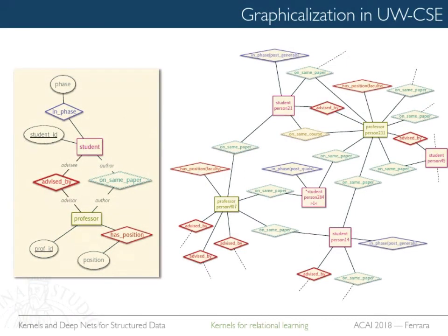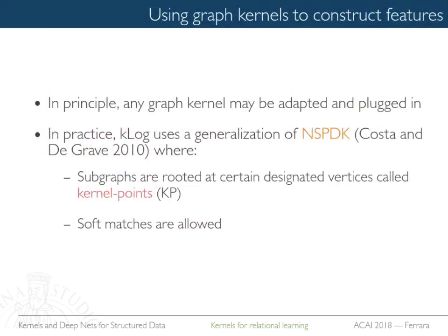Okay? And it's a bipartite graph because you have boxes and diamonds, depending whether it's a relationship or an entity. And it's annotated by all these possible pieces of information that you already have. Okay? Good enough. So once you have this graph, what can you do? Well, a lot of things. You can extract a feature vector and do learning, for example. Okay? So any graph kernel can be plugged in.